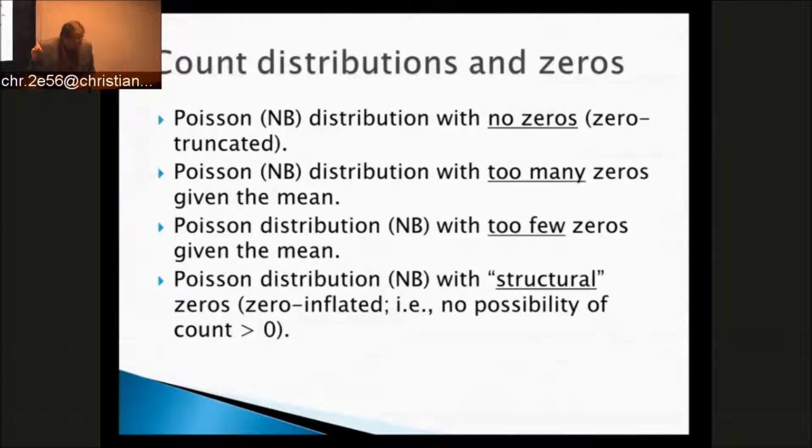I have a question. Why would it be a problem that there are too few zeros? It seems that it's just an ideal situation where you don't have any zeros. Well, but then it might not be Poisson distributed. Is that the problem with that? The same way as with too many zeros.